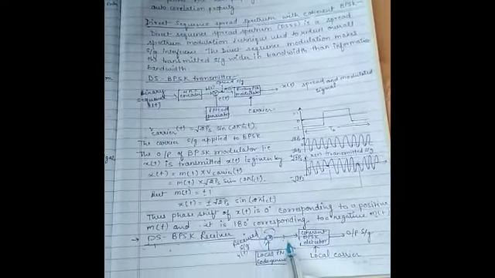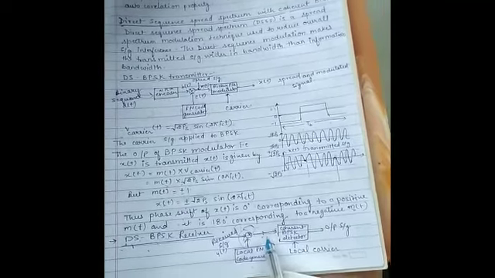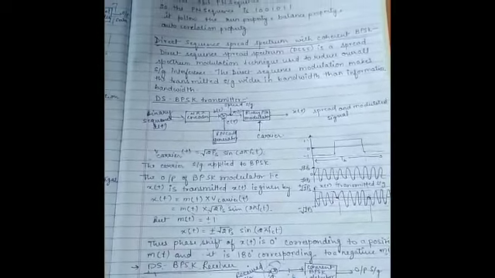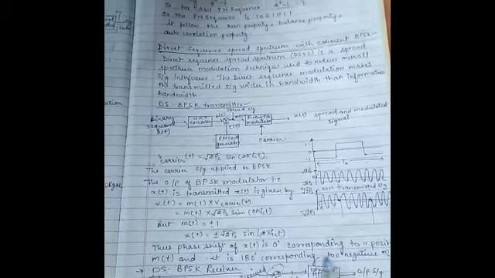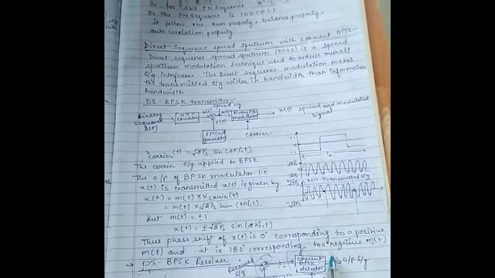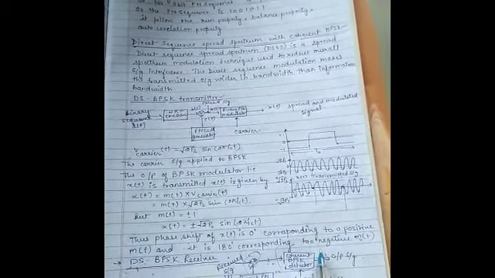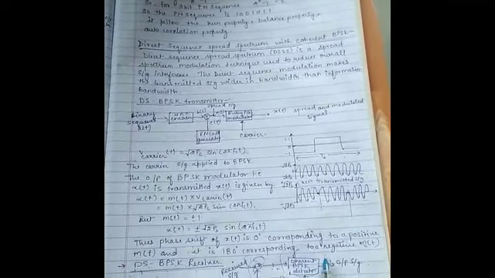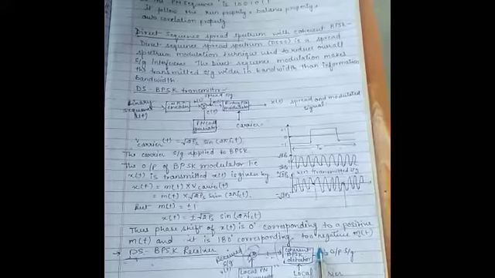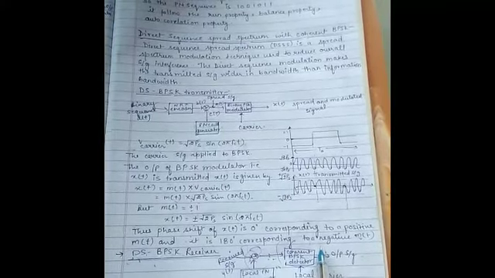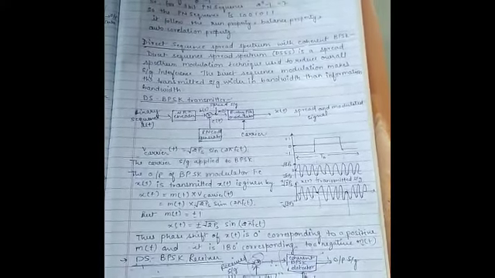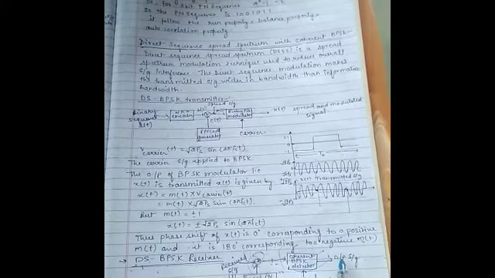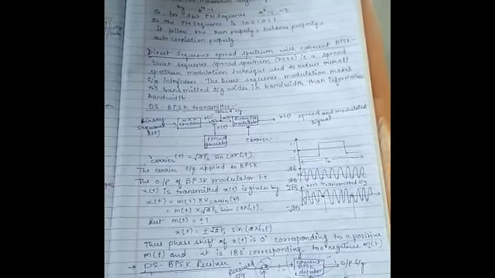The output of the multiplier is then applied to the coherent BPSK detector with the locally generated synchronous carrier applied to it. At the output of the coherent BPSK detector, we get back the original data sequence, that is b(t).